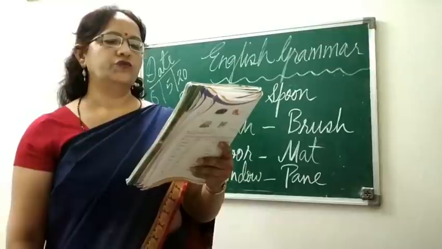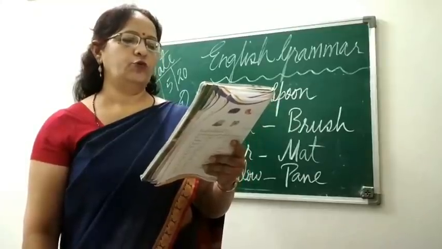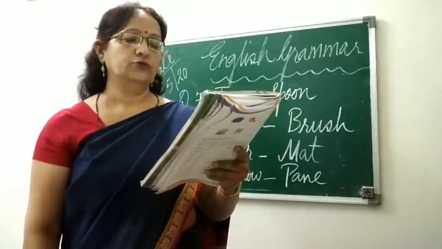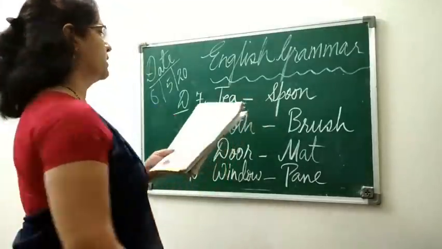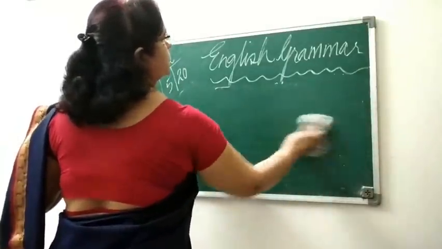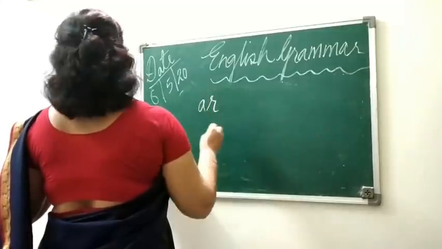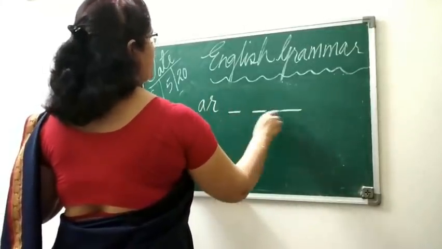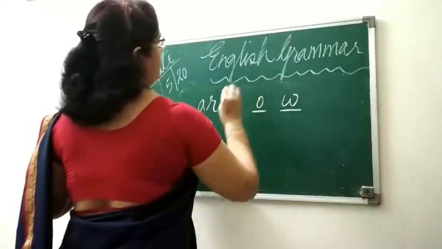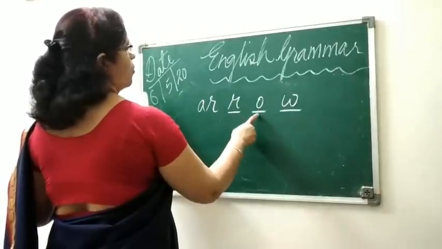Now in grammar, which are the last two letters? Last two letters are AR. So what are you going to write? If AR are the first two letters, which letters will come in the blank? The first two letters are AR, then what will come in these three blanks? It is R O W. Okay, so which word is this? Arrow. A R R O W.